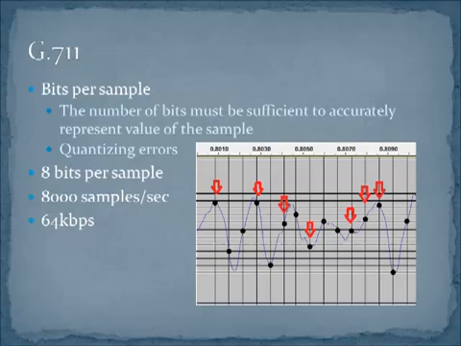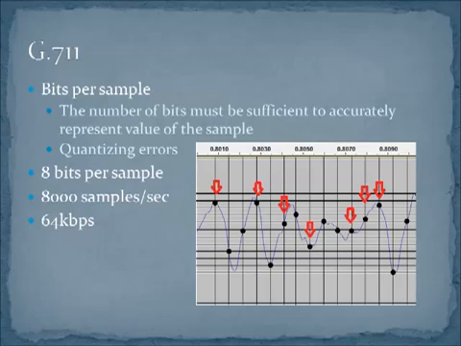So here's the problem. If we have a certain number of horizontal lines and the values don't fall right on one of those horizontal lines, we have to figure out which one of the horizontal lines we want to use to represent the sample. So any value that doesn't fall right on the line, like those indicated by the red arrows here, are going to result in what we call quantizing errors.